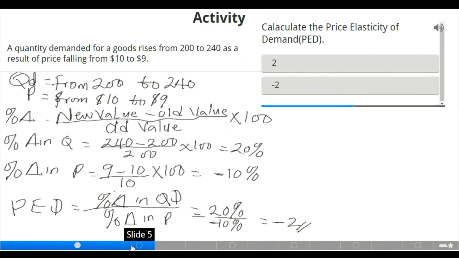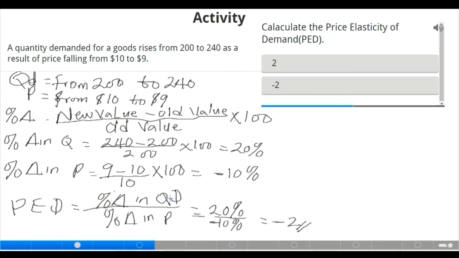Now let us move on. We have an activity here about price elasticity of demand. Now let us look at the question. A quantity demanded for a good rises from 200 to 240 as a result of price falling from $10 to $9. Calculate the price elasticity of demand. According to our formula for percentage change, we have 200 as the old quantity and 240 as the new quantity demanded, and we have $10 as the old price and $9 as the new.